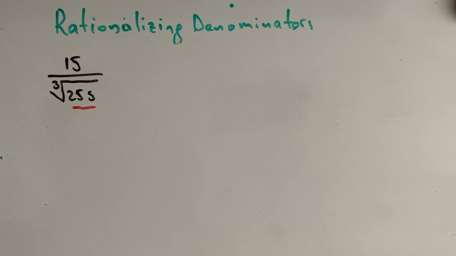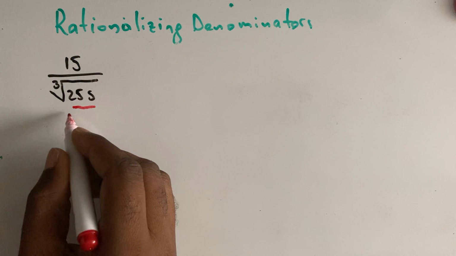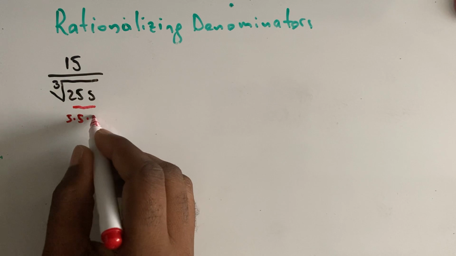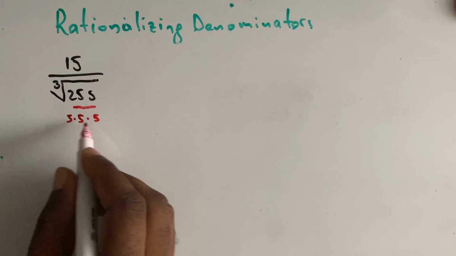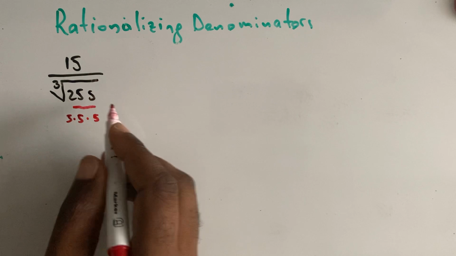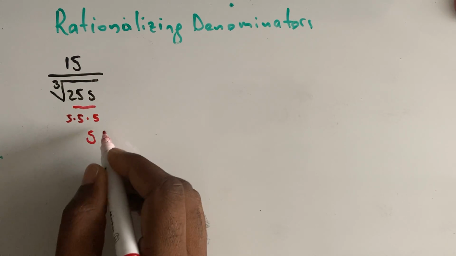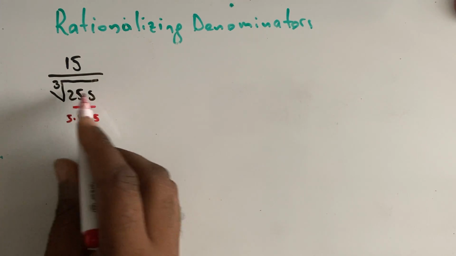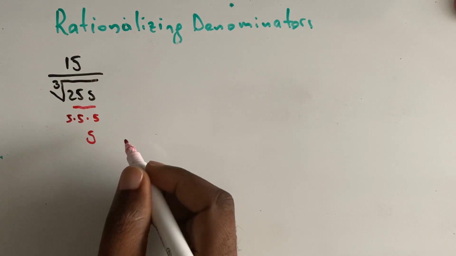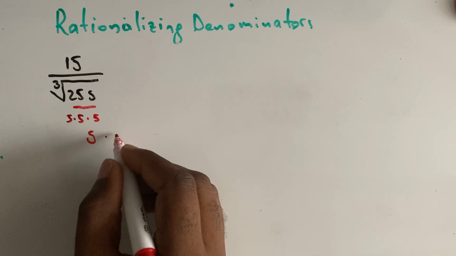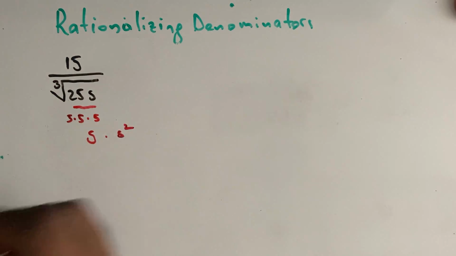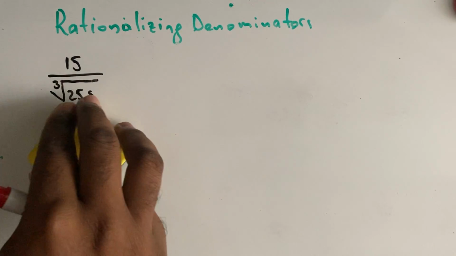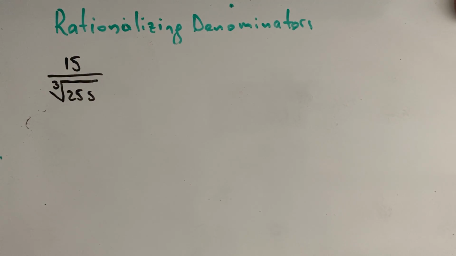25 is a perfect square. So if I break 25 down, that will be 5 times 5. But I need to have a perfect cube. So what if I multiply by another 5? Well, that will make it 125, which is a perfect cube. How about the s? I had s, it's s to the first. If I had s cubed, it would have been a perfect cube. So what's missing is just s to the second, okay? Let me show you what I mean. Let me write it down so you could actually see what I'm saying here.